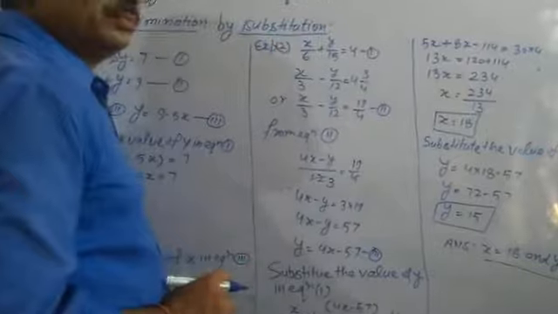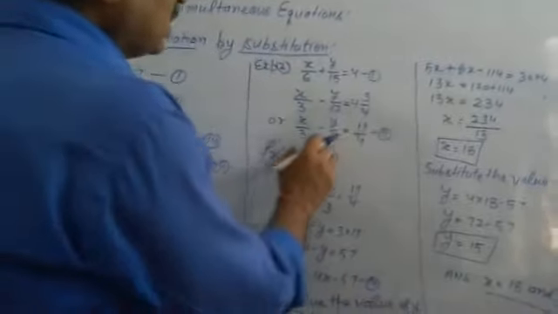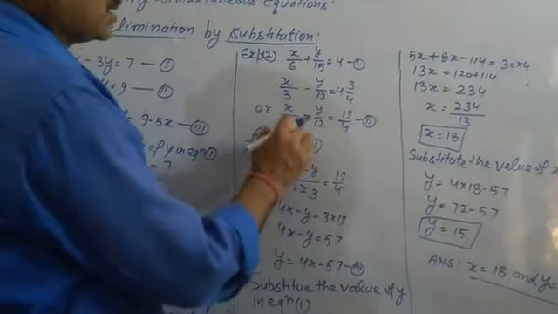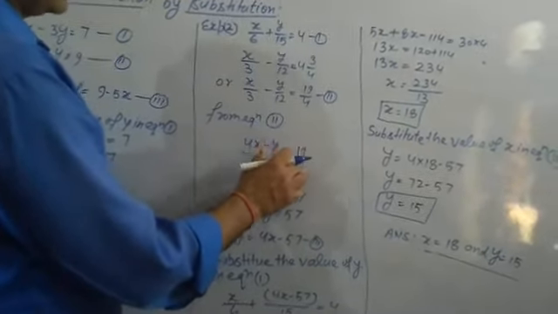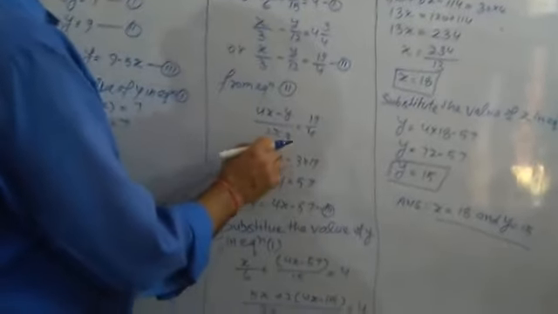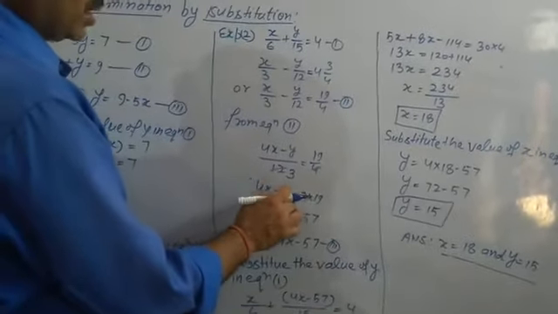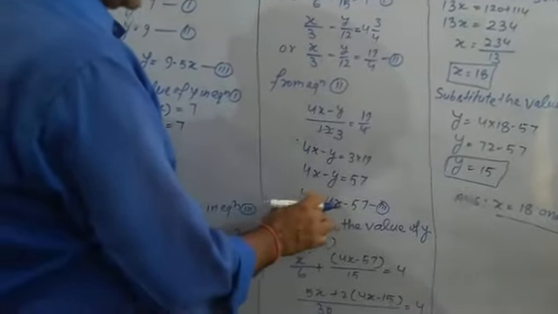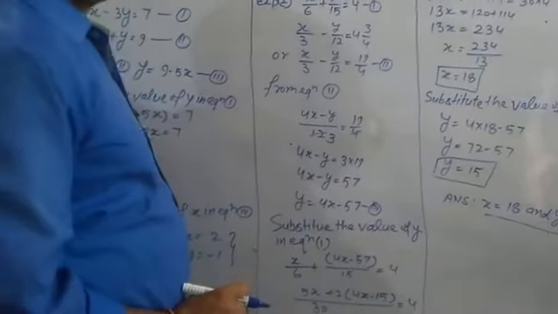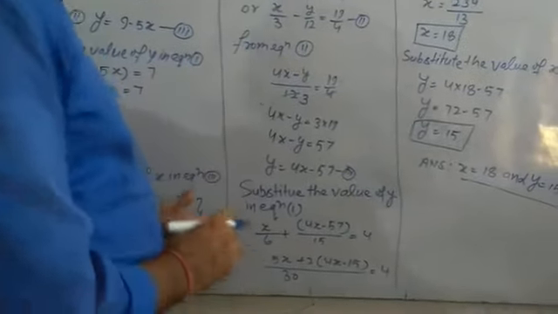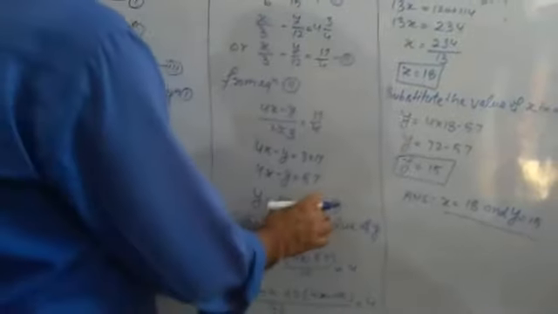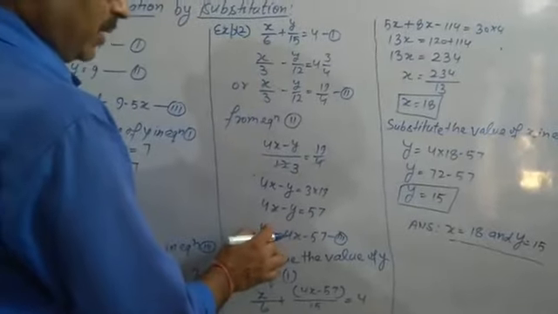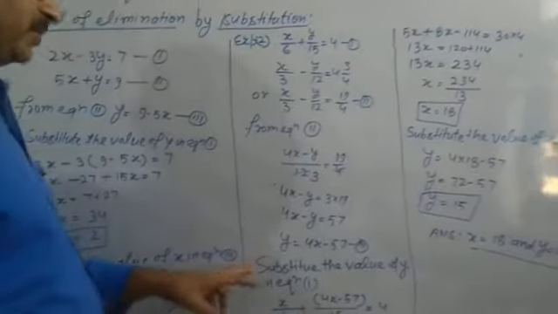From equation 2, LCM of 3 and 12: 4x minus y equal to 19 by 4, 4 threes are 12, 4x minus y equal to 3 into 19, 4x minus y equal to 57. y equal to 4x minus 57. This is the first step to get the value of a variable in terms of the other, variable y in terms of x.